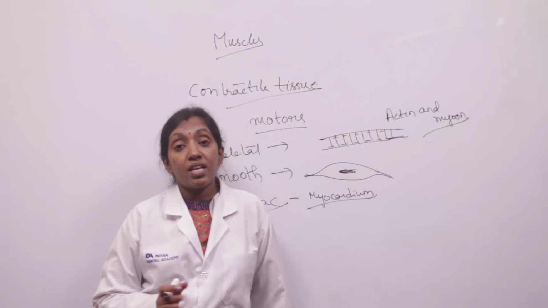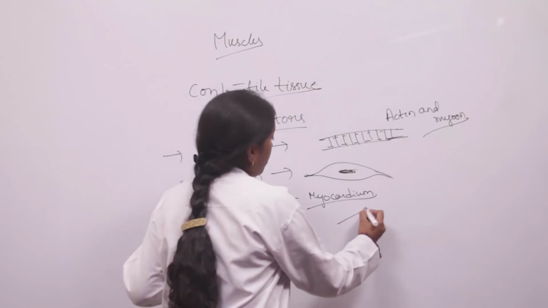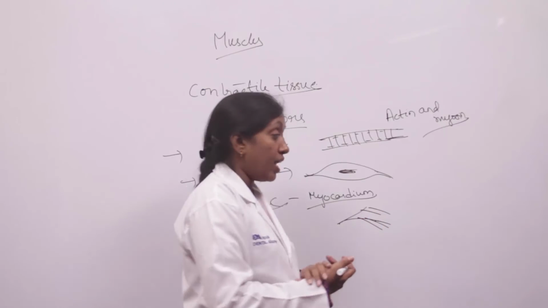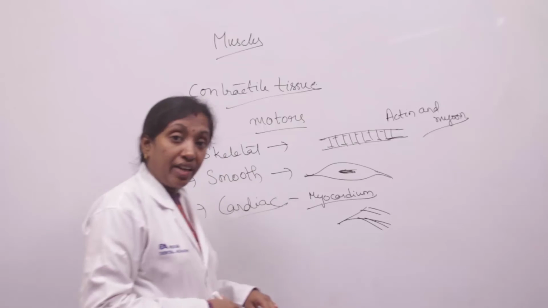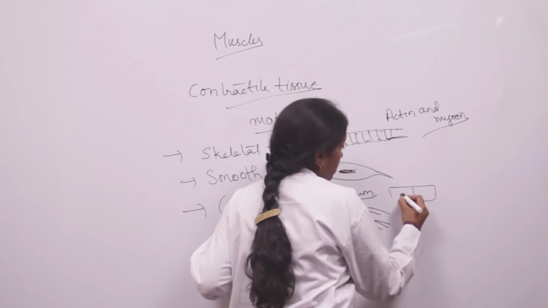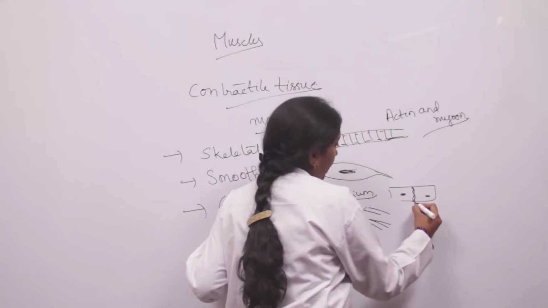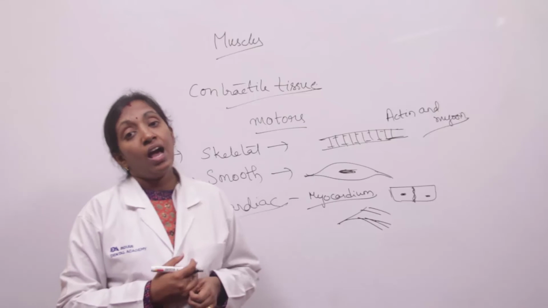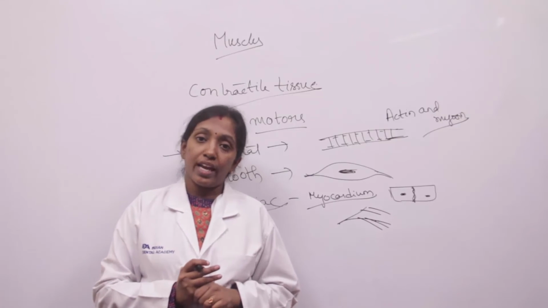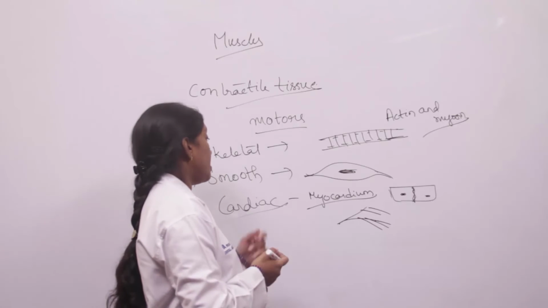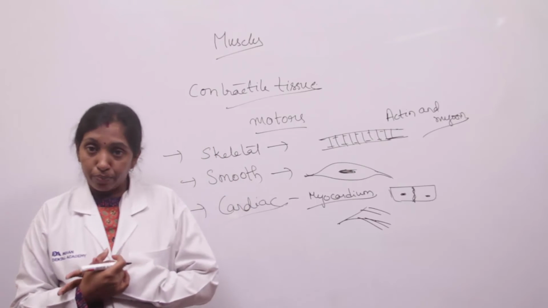The muscle fibers branch and anastomose with each other. And in the cardiac muscle we are able to see intercalated discs. The intercalated discs are nothing but the opposed cell membranes. So the cardiac muscle is an intermediate between the skeletal muscle as well as the smooth muscle.